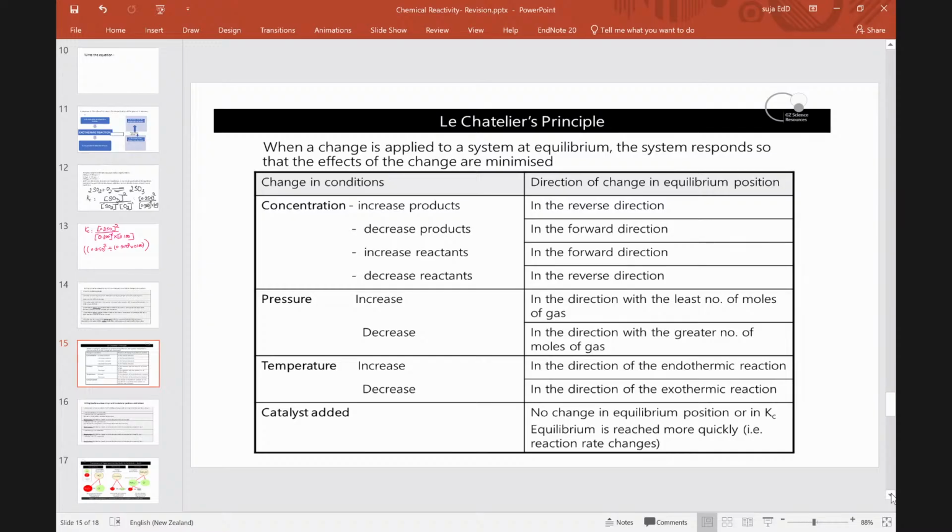Now here, as I mentioned earlier, the increase and decrease depends on the endothermic or exothermic reaction. And that is what you have to be very careful about while writing. If a catalyst is added, there is no change to the equilibrium position or to the equilibrium constant. The only thing is that it is reached much more quickly, that is, the reaction rate changes.